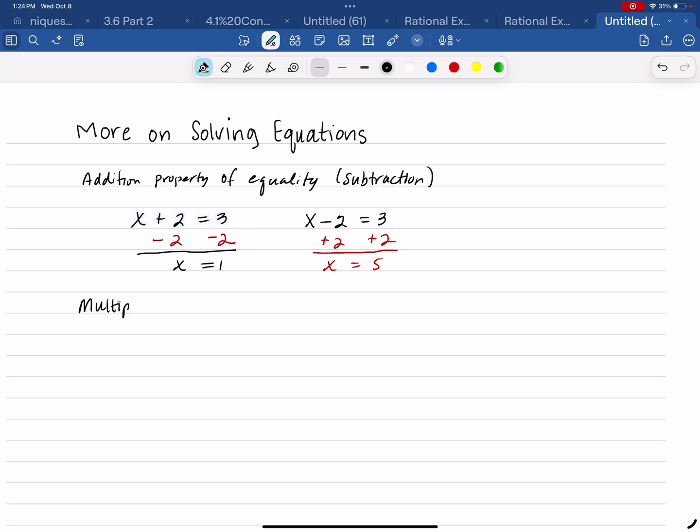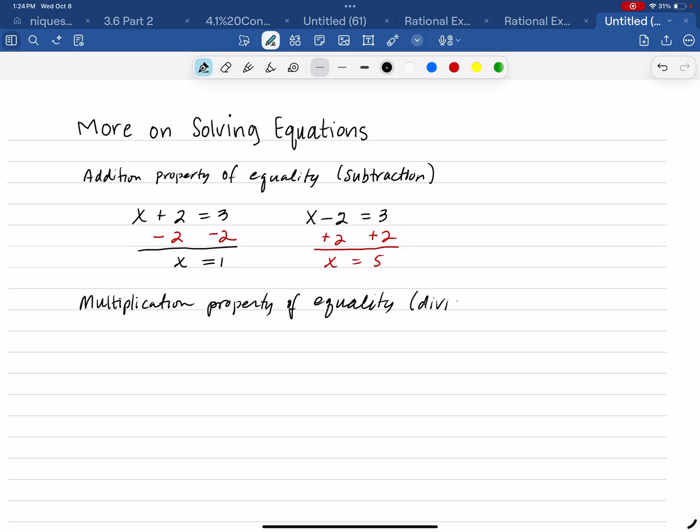We just call it the multiplication property of equality. And this is just a review of what we've done so far. And this will help us also with division. So if we've got multiplication, like negative 3x equals 12, we can divide both sides and solve for the variable. So we divide both sides by negative 3 here, and we get x is negative 4.